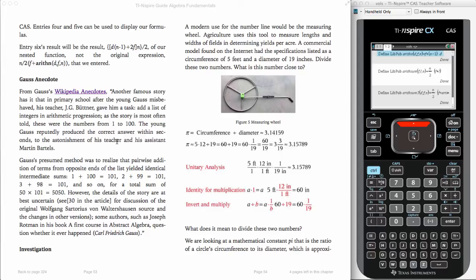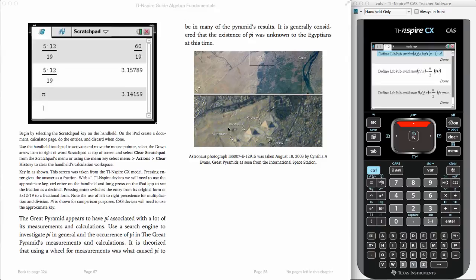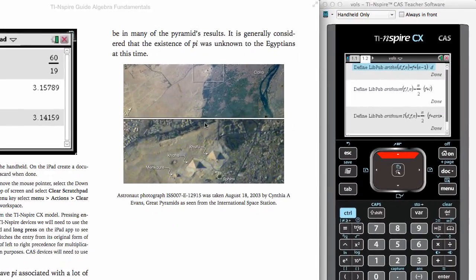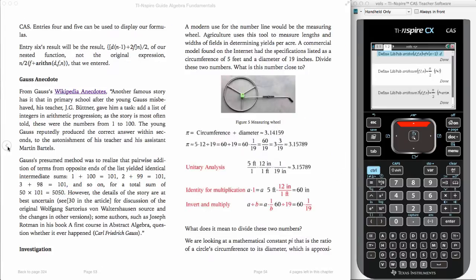explanation. Another thing that we do next is we take a look at a measuring tool, and the ratio of the distance around to the distance across turns out to be the number pi. If you take a look at the pyramids, at the time the pyramids were built, the number pi was not in existence. But what happened was they used the measuring tool to lay out the pyramids, so the number pi occurs in various measurements.